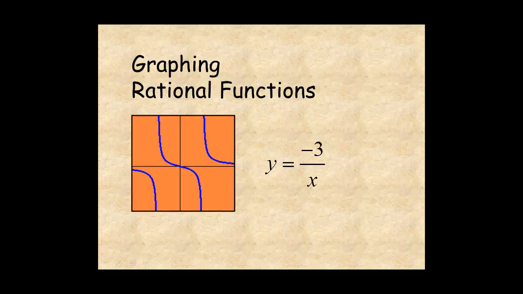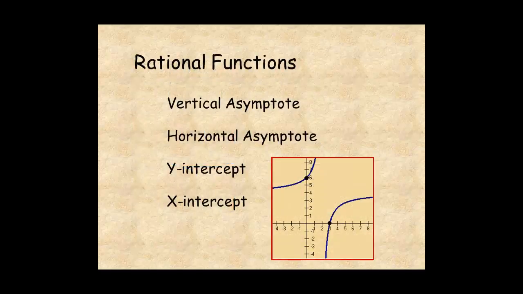This lesson shows how to graph the rational function -3 over x. In previous lessons, you've learned about the four important parts of a rational function. The vertical asymptote is a vertical line where the function is not defined. The graph curves up or down as it approaches its VA.